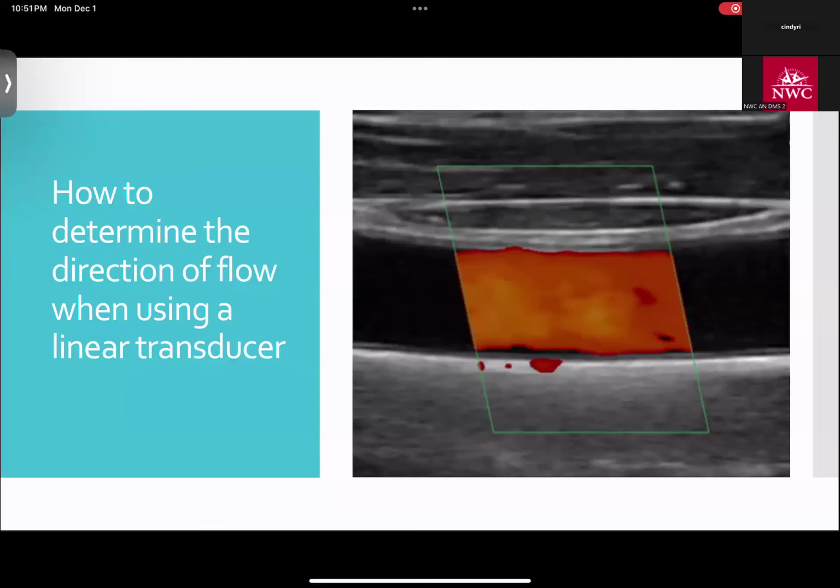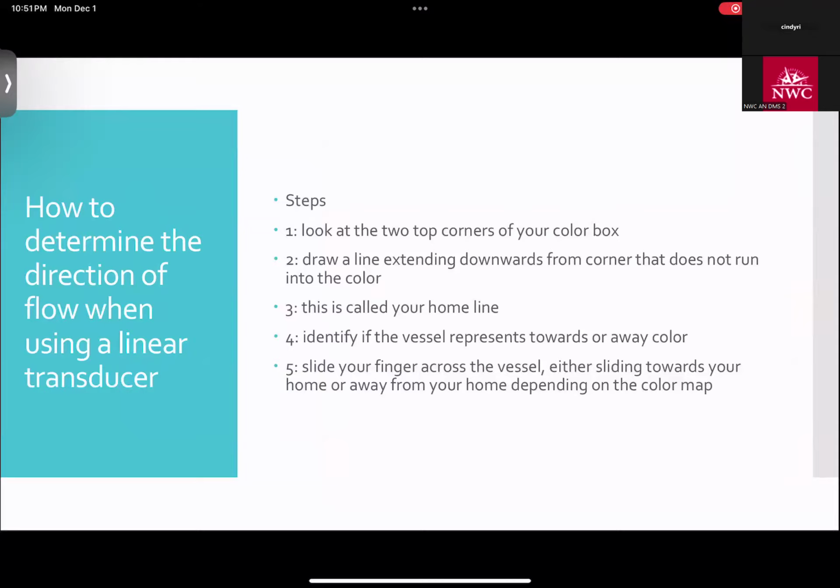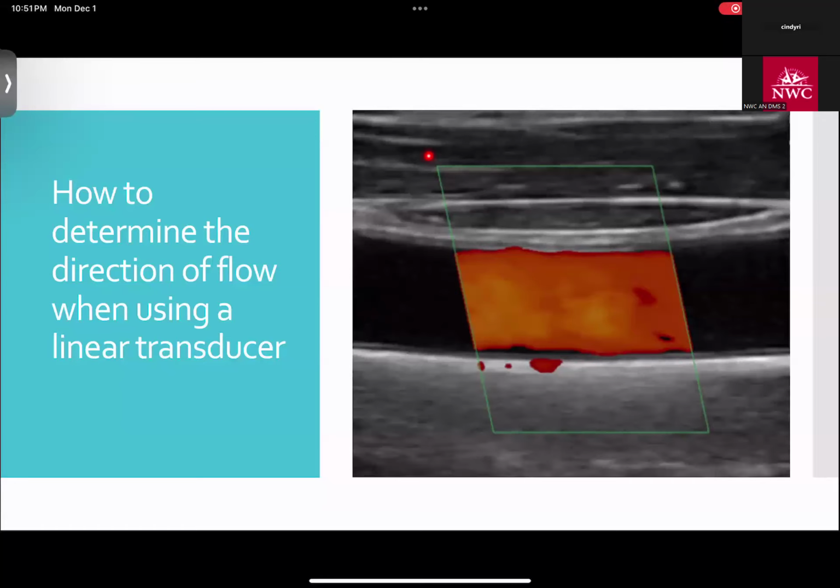Okay, next, how to determine the direction of flow when using a linear transducer. So this time we're talking about a linear instead of a sector. Let's follow the steps. Step number 1, look at the 2 top corners of your color box. So we're going to look at this corner and we're going to look at this corner.